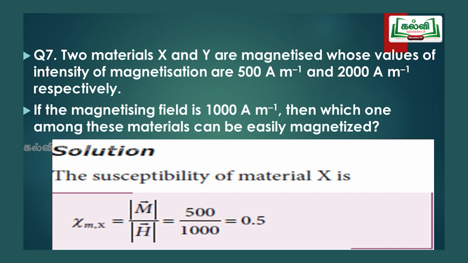So, what is given in the first part, it is the intensity of magnetization is given. Now, we are going to find susceptibility. What is susceptibility? Susceptibility formula is psi m. So, the symbol which is similar to an X, that is psi m, that is called susceptibility, that is equal to intensity of magnetization divided by magnetizing field. You have to substitute the values and you will get the answer.